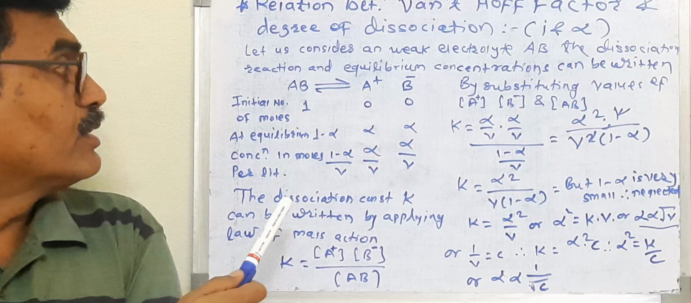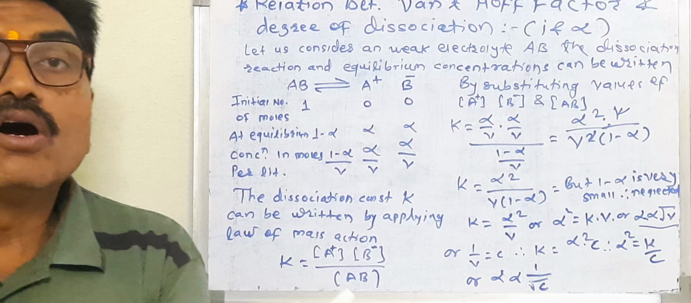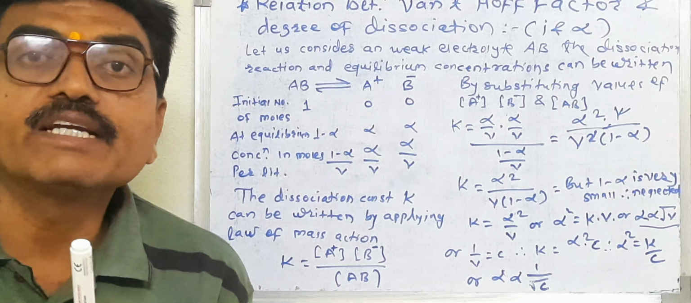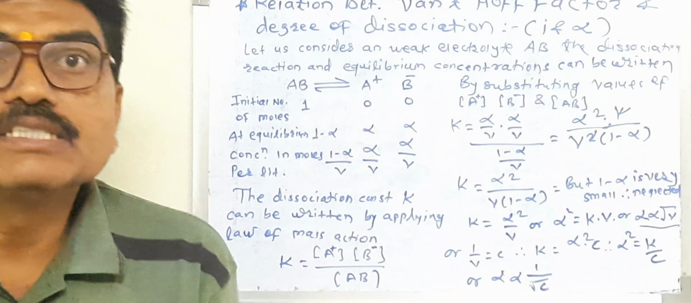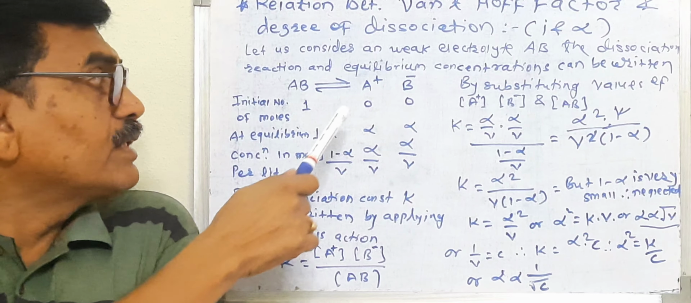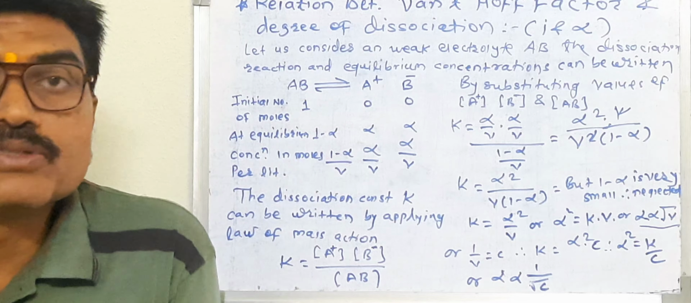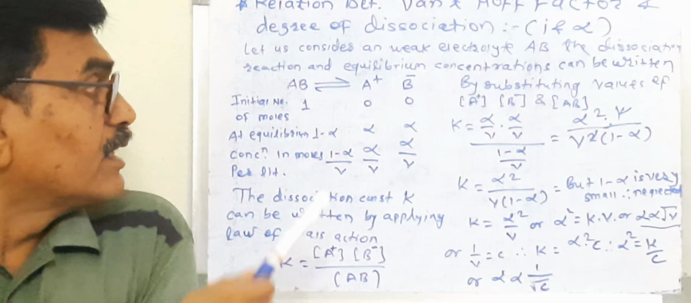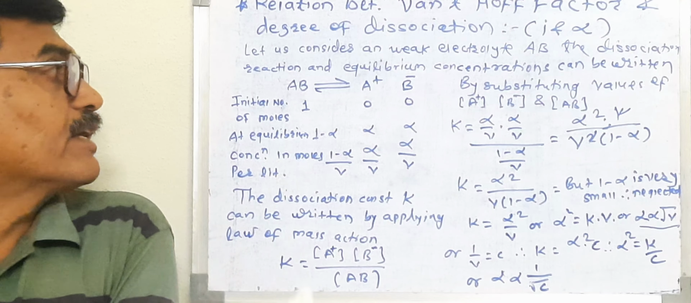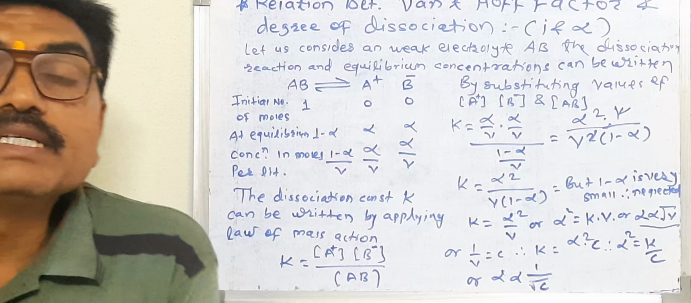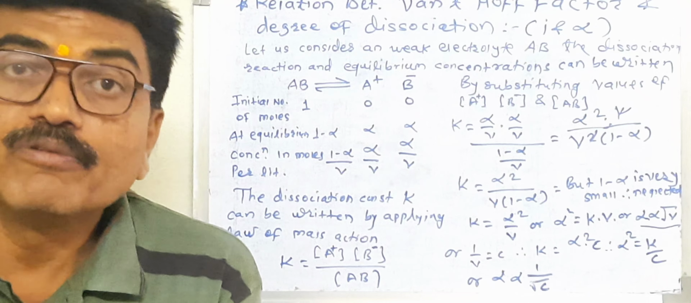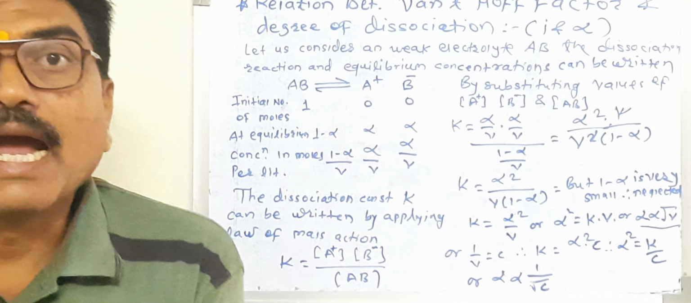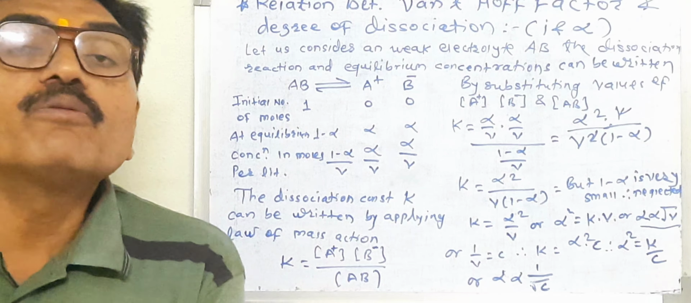So now see, what is that? Let us consider 1 mole of a weak electrolyte. 1 mole of a weak electrolyte AB is dissolved so as to produce the A plus and B minus ions. So in this case, 1 mole of a weak electrolyte is considered to be dissolved in V decimeter cube of solution, or V liters of solution, and alpha is the degree of dissociation.